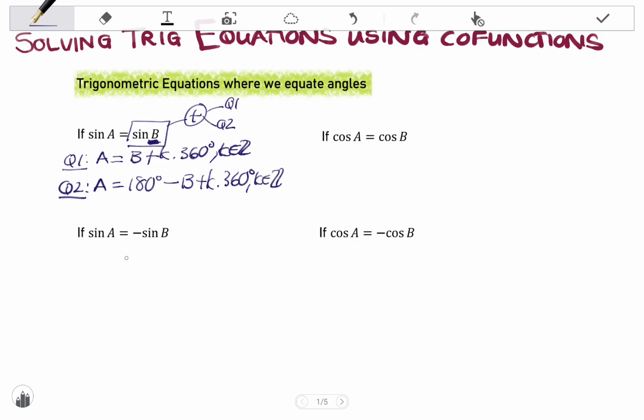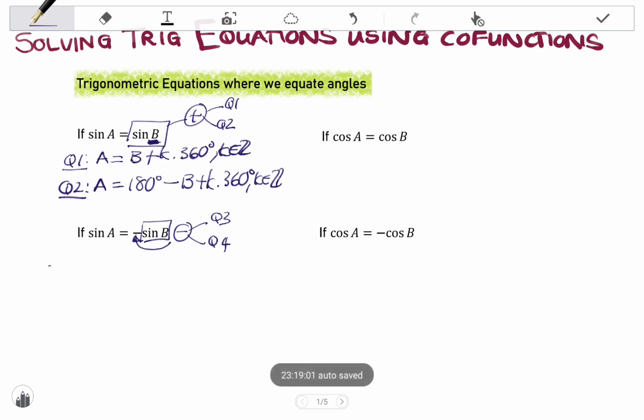Okay. Looking at the equation below that, I have sine A equals negative sine B. So I have the sine A and the sine B again, which means I'm going to equate my angles. But what this negative here tells me is which quadrants I'm going to be working in. So if it's negative and I'm dealing with a sine function, my solutions will lie in quadrants 3 and 4. So remember when we deal with trig equations, the sign always just works to tell us which quadrants our solution will lie in, and it's the same here.